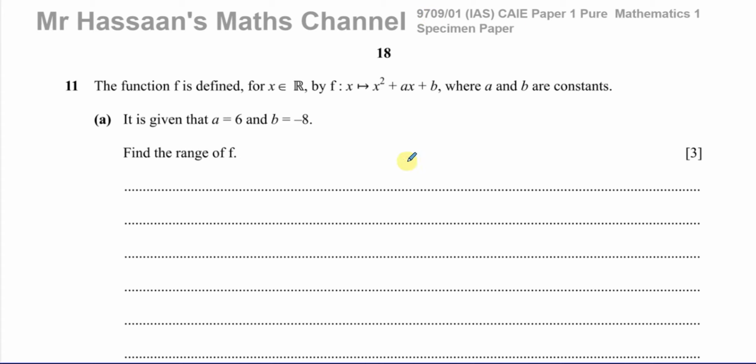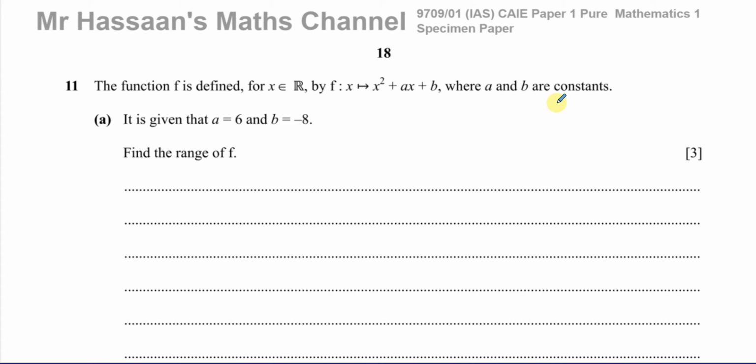I'm answering question number 11 from the Specimen paper of the Cambridge 9709 Pure Mathematics paper 1. This question is about functions, and we're told that the function f is defined for the domain, which is the x values, x is an element of all real numbers, by f of x is x squared plus ax plus b, where a and b are constants.